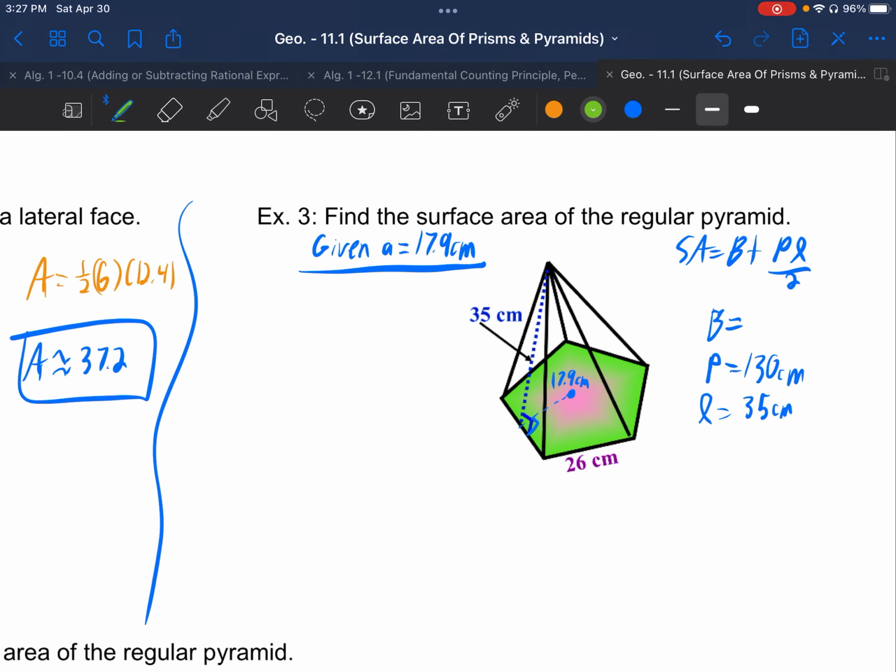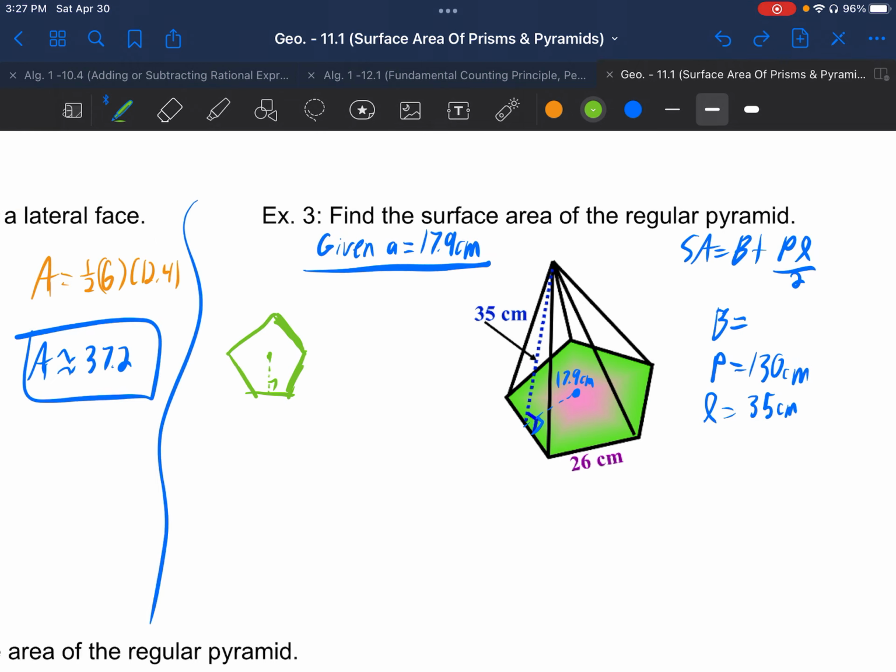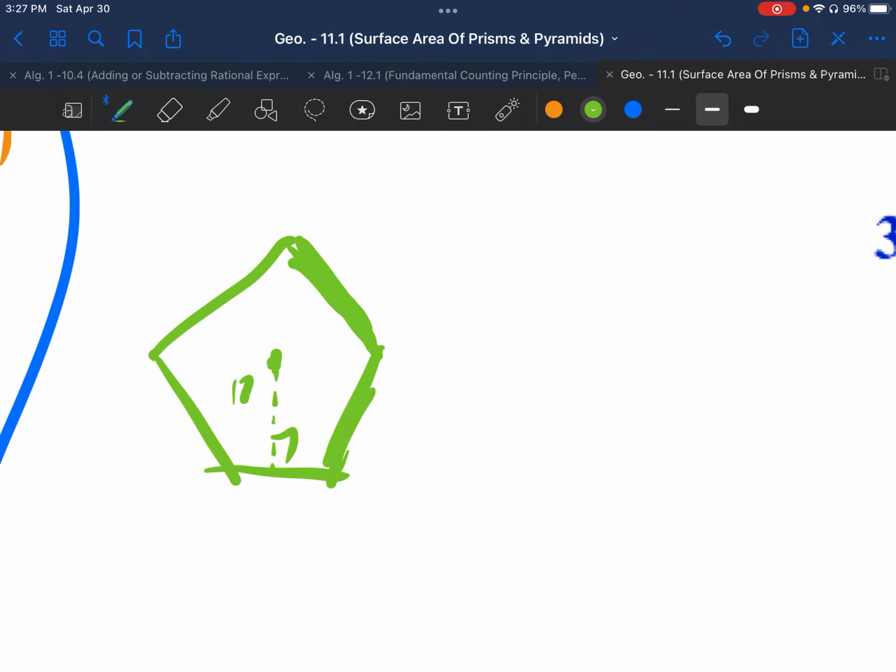So I'm going to draw out this pentagon. Slightly better than my pentagon earlier, but still not great. Let me try this again. Best one yet, still not great. So we're told the apothem is 17.9. Let me draw that in again here and zoom in. Third time's a charm, right?